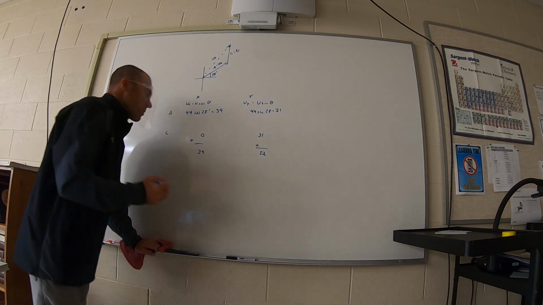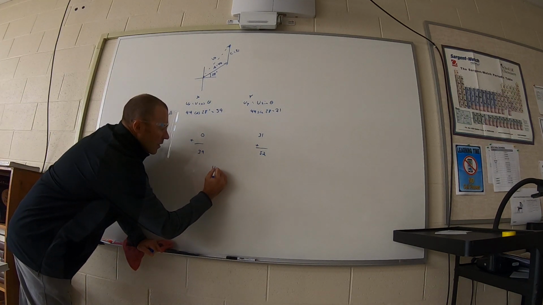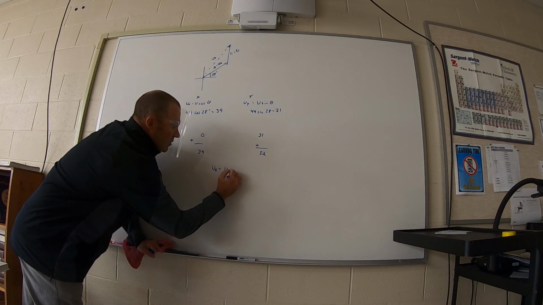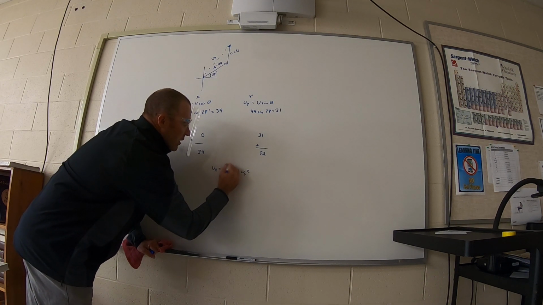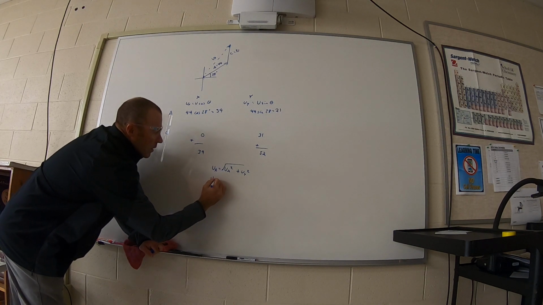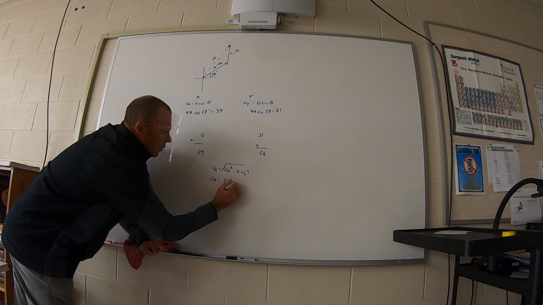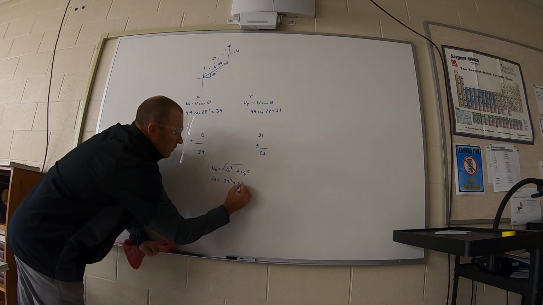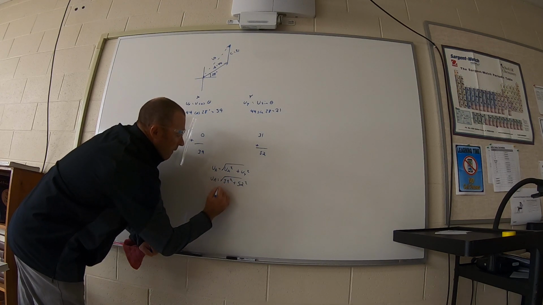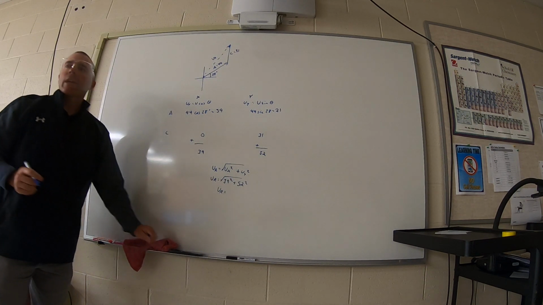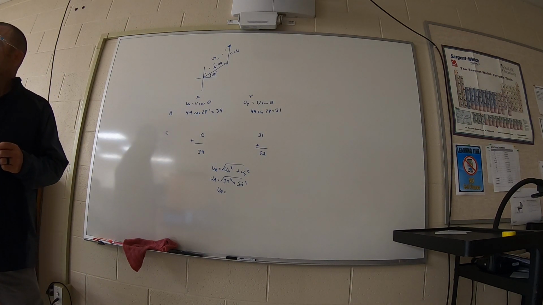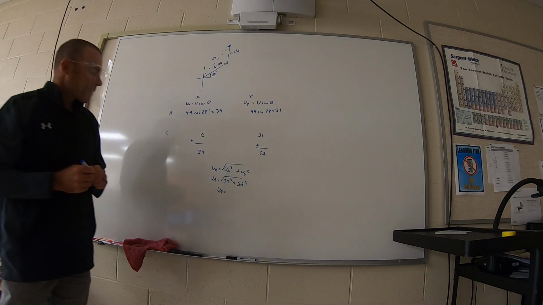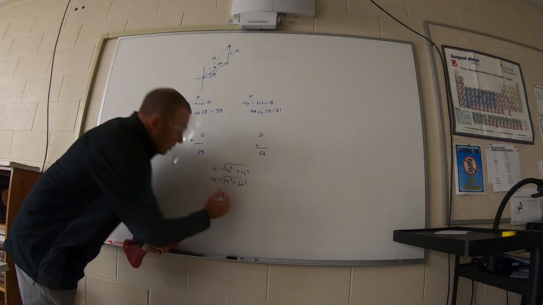So we can use the Pythagorean theorem and say VR is equal to the square root of Vx squared plus Vy squared. So VR is equal to the square root of 39 squared plus 52 squared. So what do you get for VR? Somebody have that? 64.7, 65. Okay, so let's just call it 65.